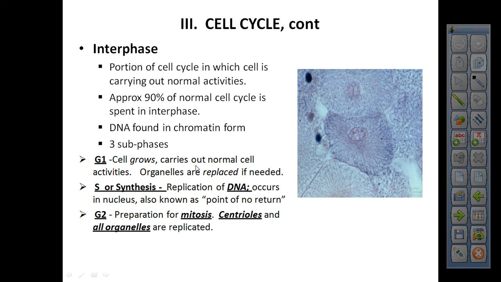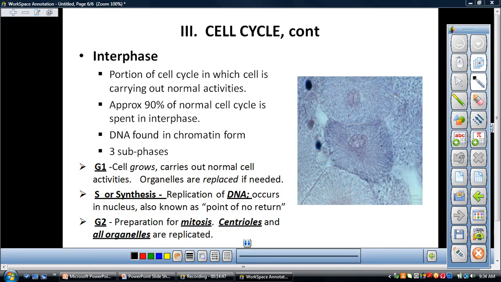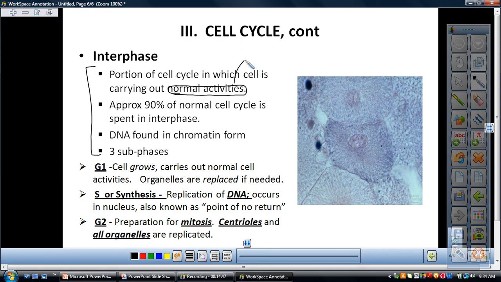Okay, so let's go through these a little bit more in detail and talk about what's going on in each of the phases. We're going to start off with interphase. A couple of these are just general bullet points before you get into the specifics. This is the part of the cell cycle in which the cell is carrying out normal activities. What do we mean by normal activities? Let's talk about some of the things the cell would do. How about cell respiration? We just talked about that in the unit. That means making ATP. The cell's going to definitely need to make its own energy source, so that's a normal activity.